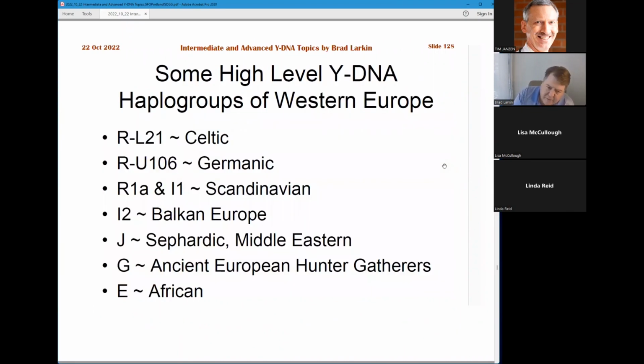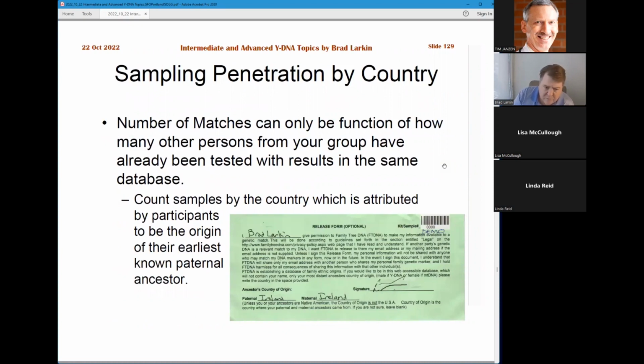There are many exceptions. So when people ask me this question, does this mean I'm Irish, or does this mean I'm from County Tipperary, or whatever it is, the way I like to look at it is, okay, how high resolution is your DNA result? And then how well is the population you're trying to compare to tested and sampled?